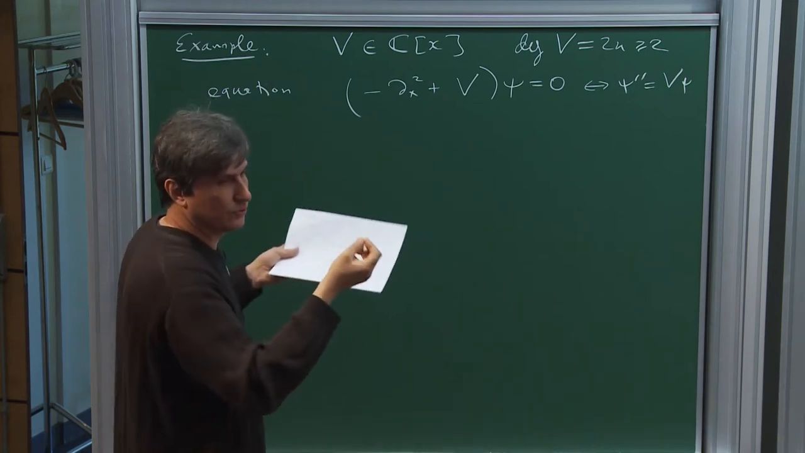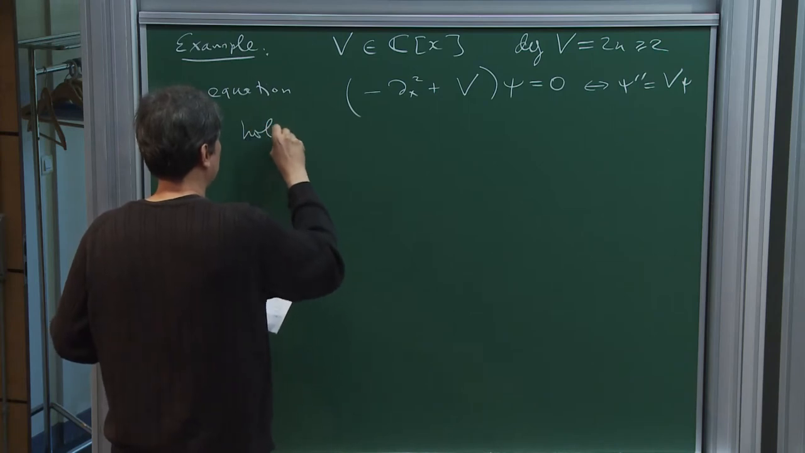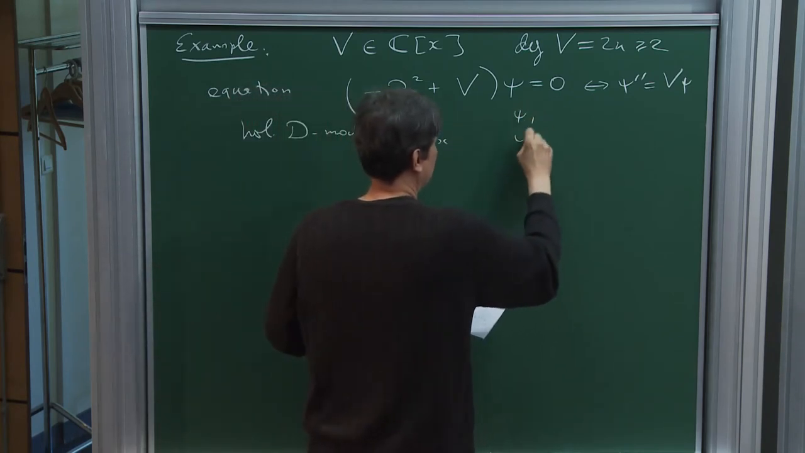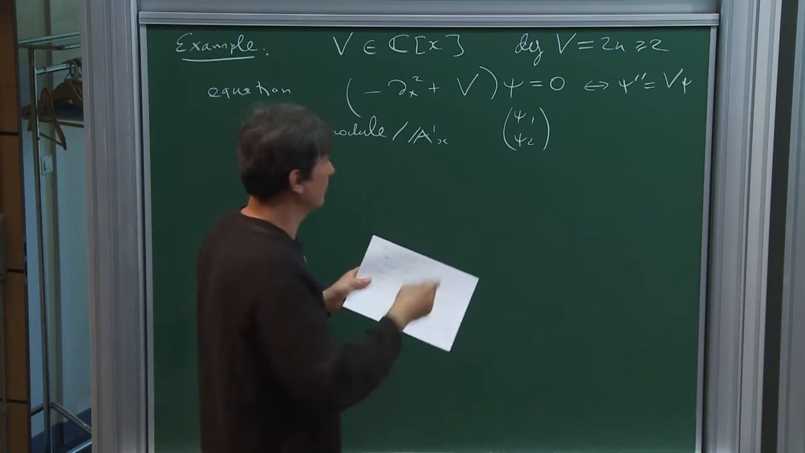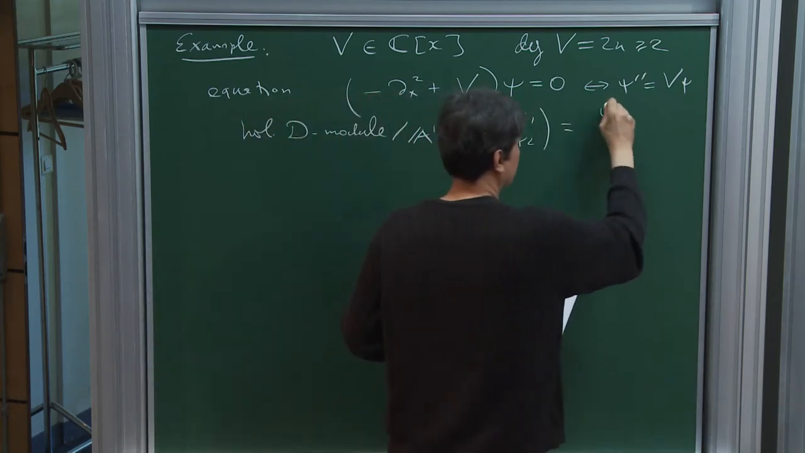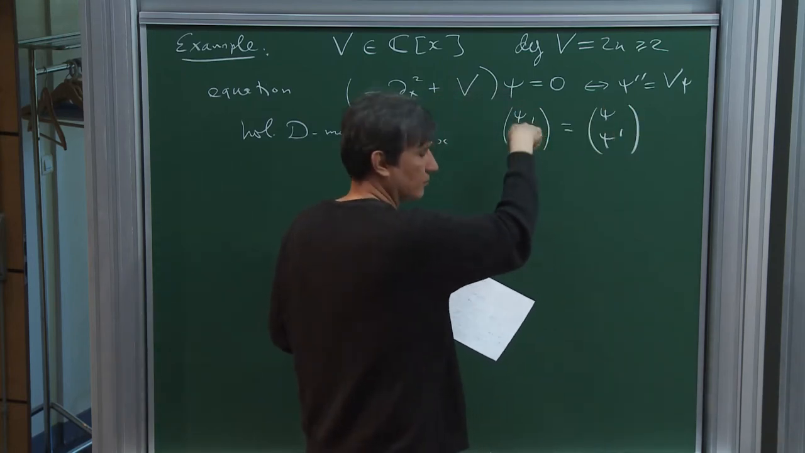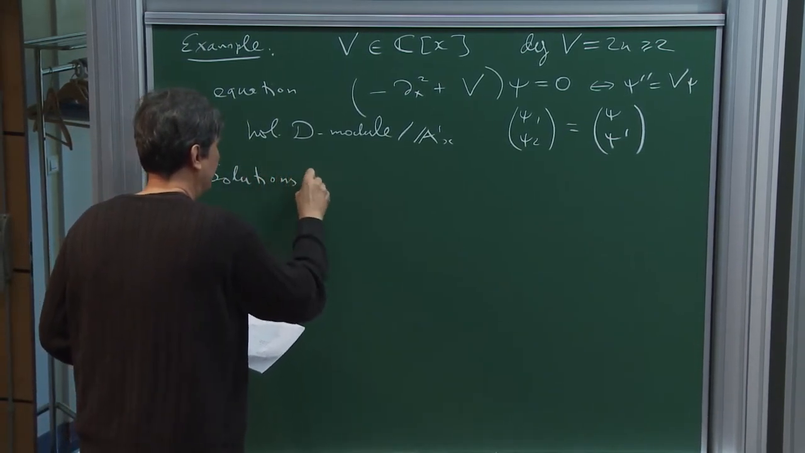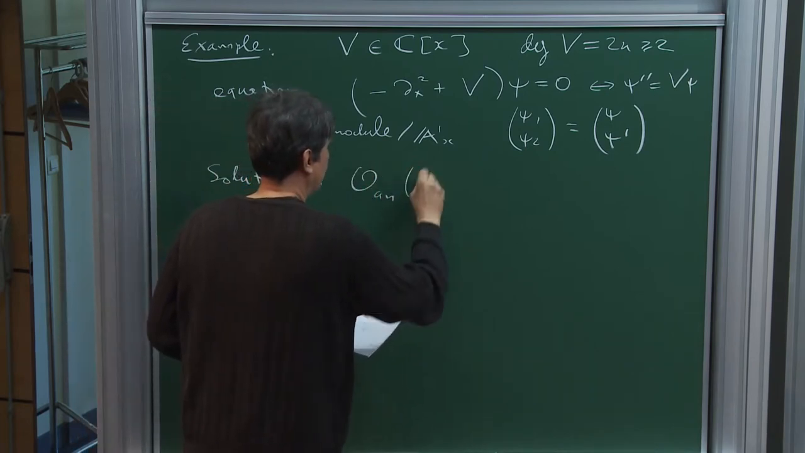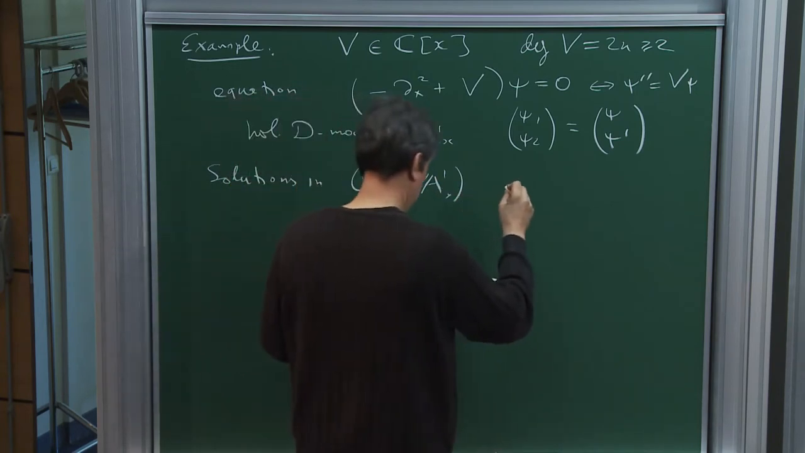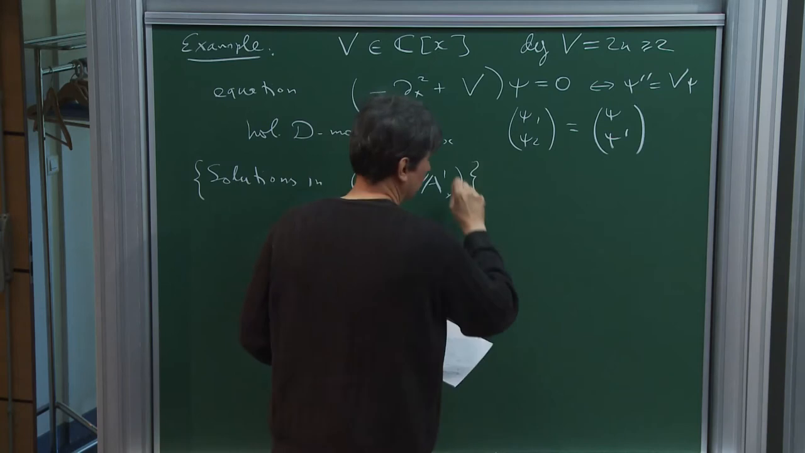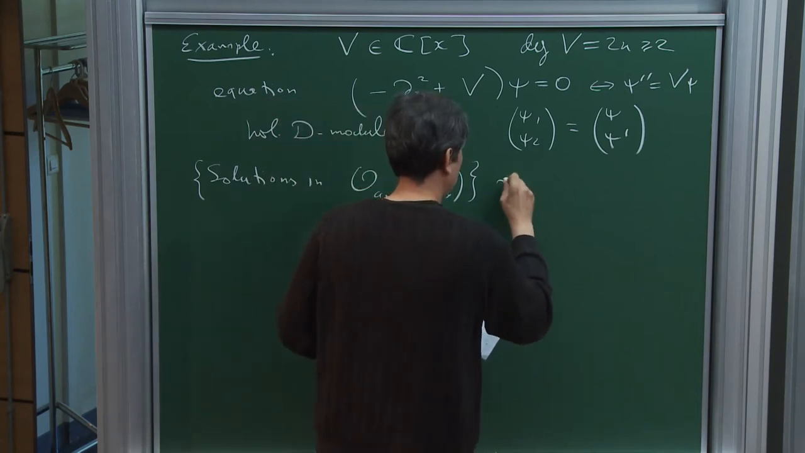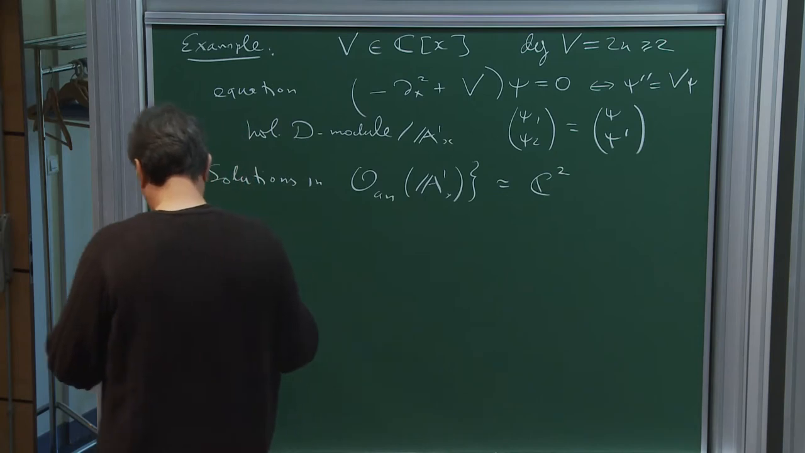This differential equation also gives you a D-module, a holonomic D-module on the affine line with coordinate x. In fact, it will be a rank 2 bundle with a flat connection. You consider a vector in this vector bundle as psi and psi prime, and this satisfies a first order differential equation. The space of solutions in analytic functions is two-dimensional, because C is contractible, so you can specify the solution and its derivative at a point and get a unique solution. So it's isomorphic to C^2. Okay.